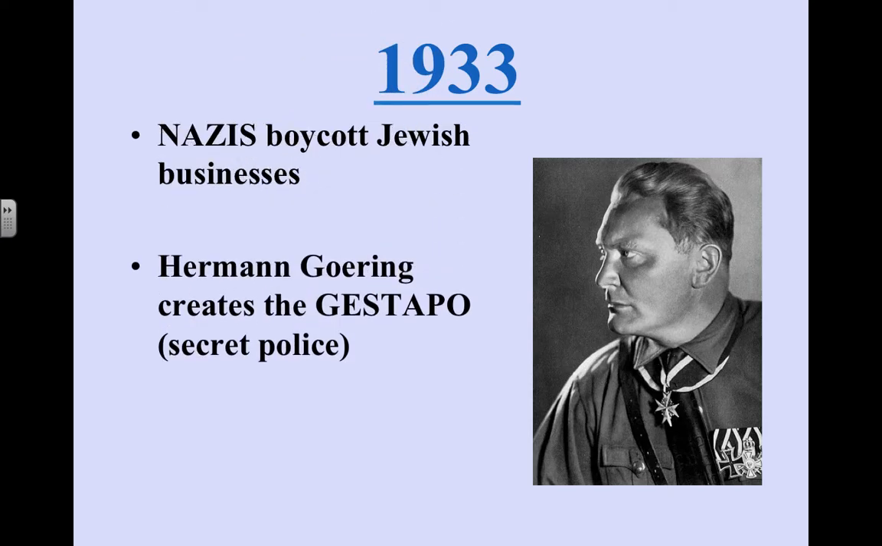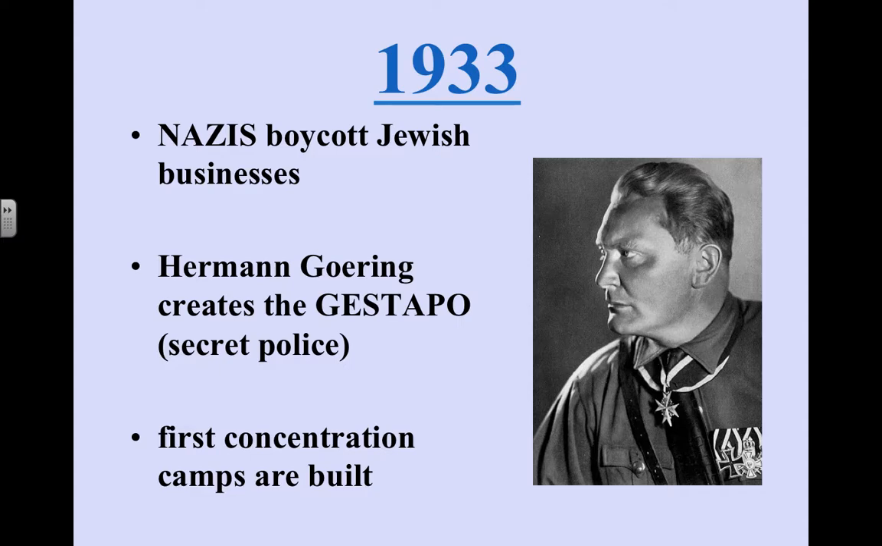Hermann Göring creates the Gestapo. That's the secret police. And then the first concentration camps were built. Those were camps that all the Jews were sent to when the Nazis captured them.